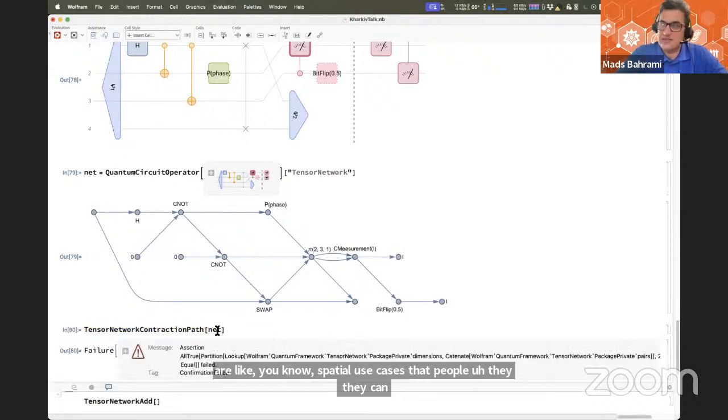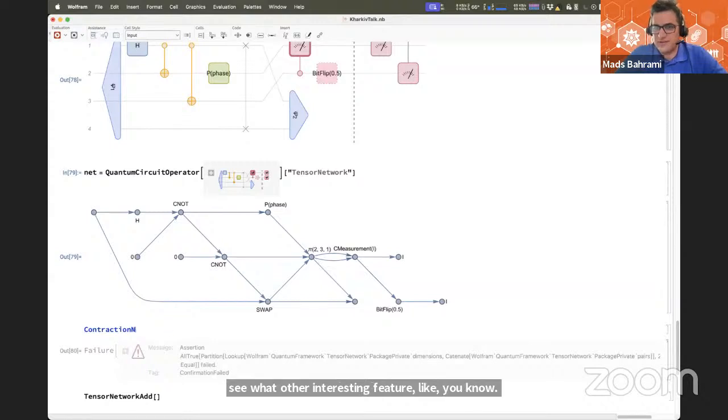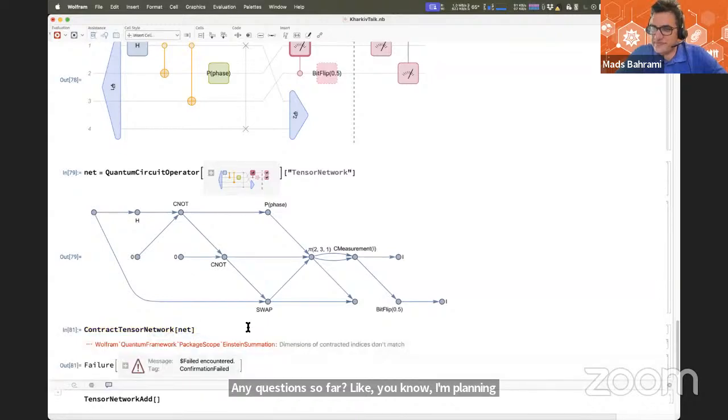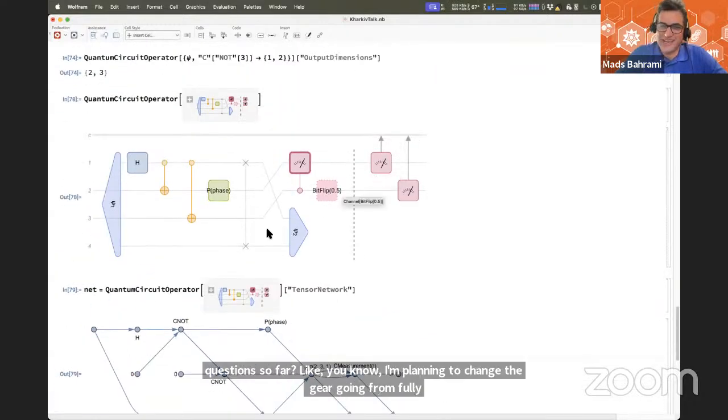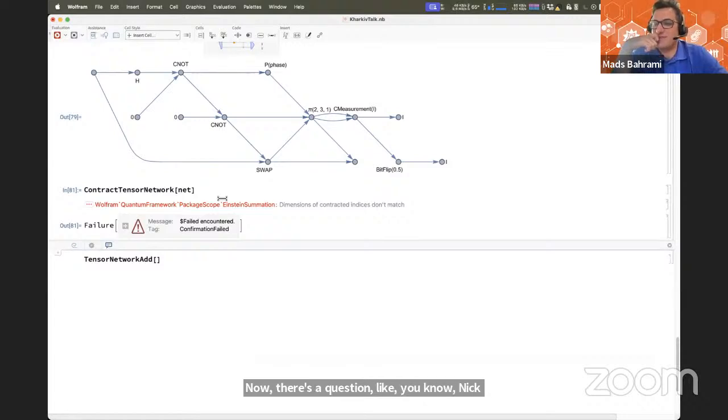Let's see what other interesting features there are. Any questions so far? I'm planning to change gears going from fully... Good question. Now there's a question from Nick: are there any optimizations used for contraction of tensor networks?